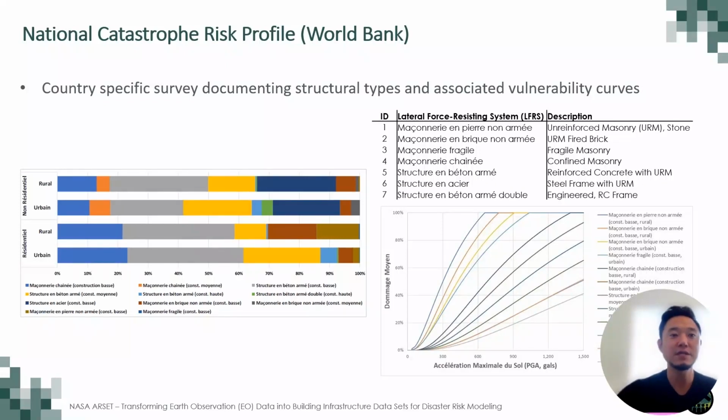First of all, it gave us the structural types that are prevalent within the country. It was in French, which we translated. It gave us distributions for the rural and urban areas for residential and non-residential construction. And it also gave us these vulnerability curves seen in the bottom right for each of the structural systems that they identified.